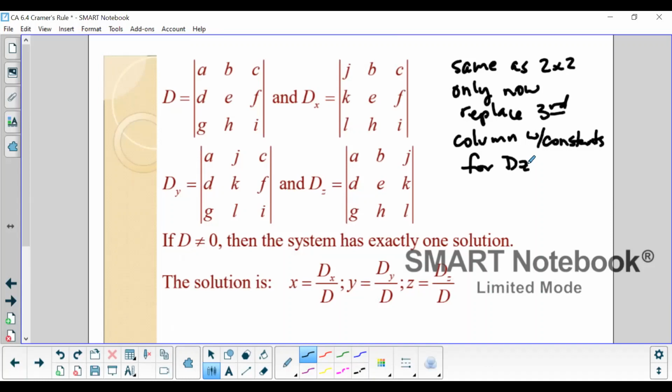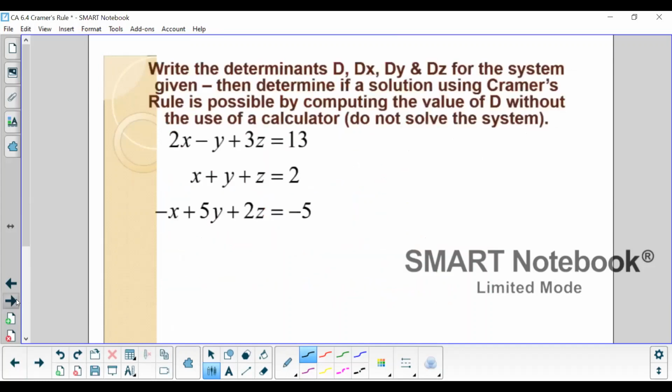Zoom, please let me know in the chat if you need more time for the screen. Okay, I didn't see anybody in chat. So let's do this problem. So this is the last part of the notes. We have a 3x3 system. We won't be working all the way to the solution because it's just too long and cumbersome. But here's what we are going to do.